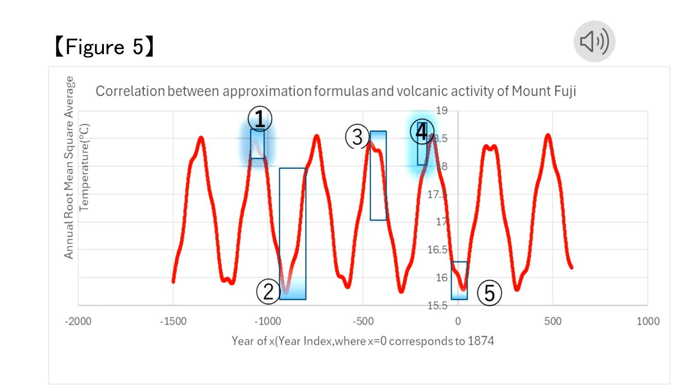Figure 5. Figure 5 shows Mt. Fuji's activity, based on reference 4. Remarkably, Mt. Fuji's volcanic activity becomes active only near the lowest or highest points of the temperature curve.